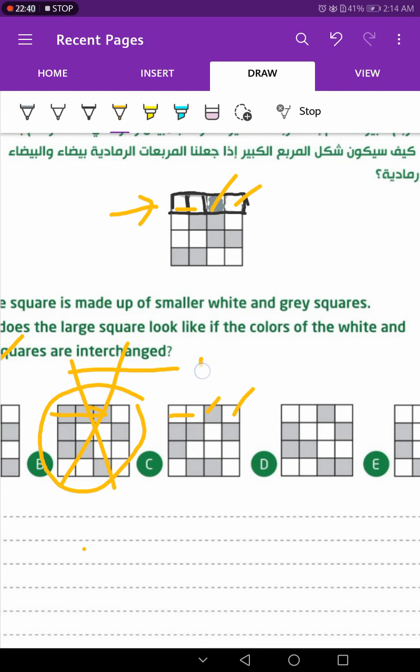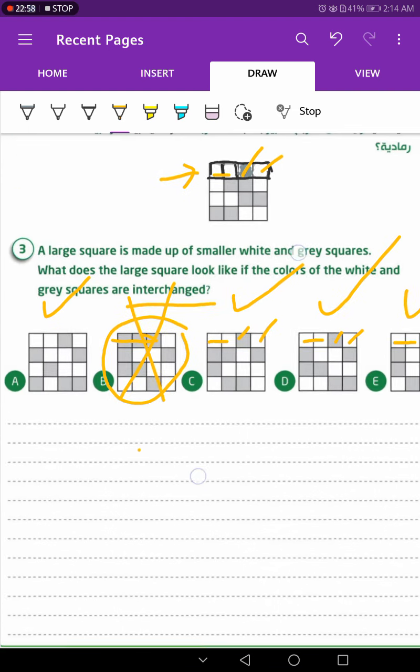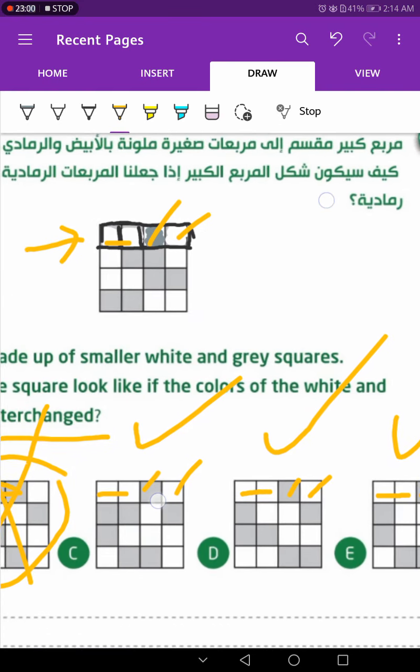So maybe this. Good. Now here 2 white, 1 gray, and 1 white. So this is maybe. Yes, it works. What about this? 2 white, 1 gray, and okay. So I eliminate 1. Now how can I check the next?